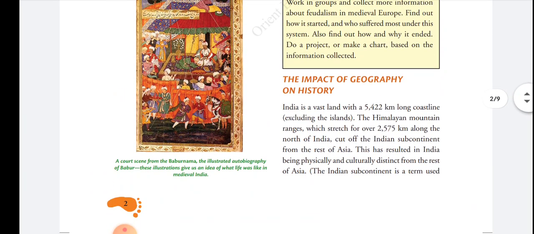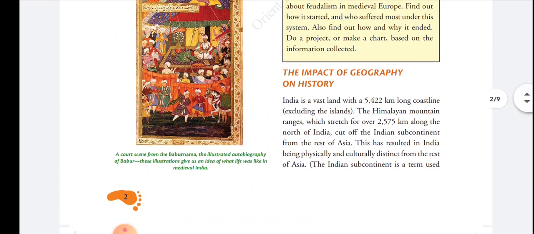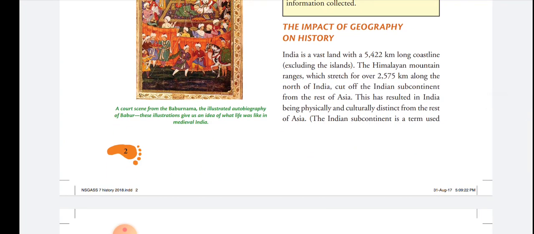Now, the impact of geography on history. The Indian geographical structure also had an impact on history. India is a very vast country, and its geographical structure affected its history. India has a vast coastline with a total length of 5,422 kilometers.